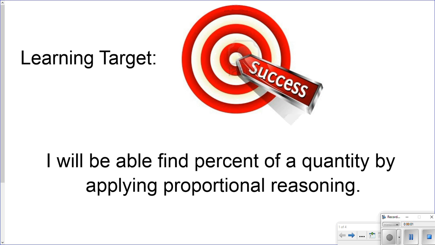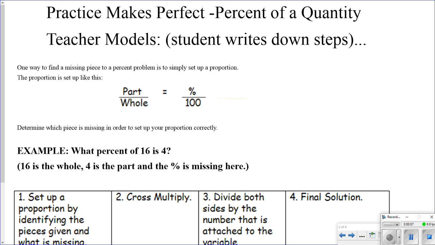Learning target. I will be able to find percent of a quantity by applying proportional reasoning. One way to find a missing piece to a percent problem is to simply set up a proportion. The proportion is set up like this. Part over whole equals percent over 100. We're going to determine which piece is missing in order to set up your proportion correctly.